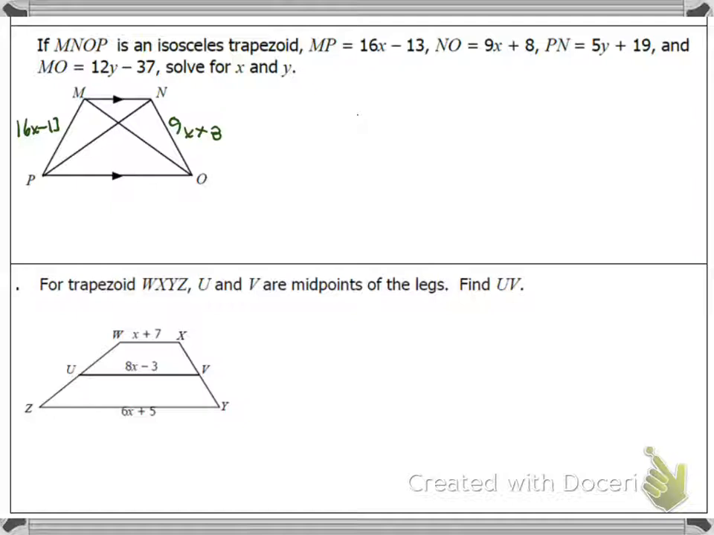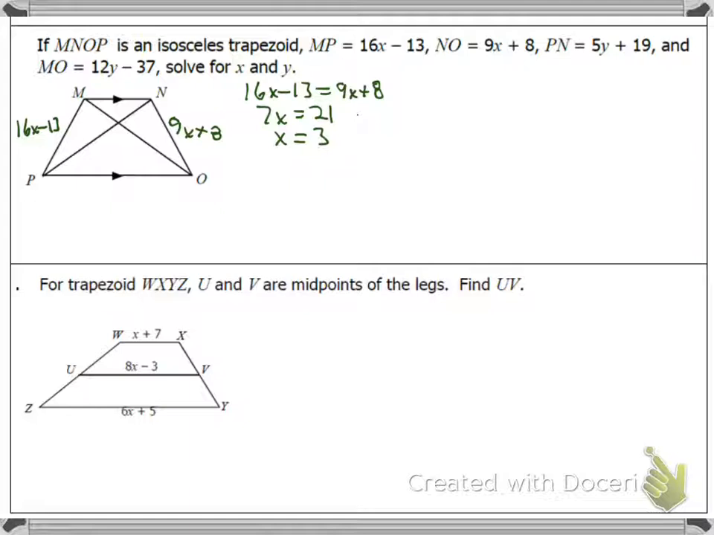PN is 5y plus 19, and MO is 12y minus 37, both of those being diagonals. So to solve, I can say that the 16x minus 13 and the 9x plus 8 are equivalent because they're the legs, and the legs are congruent. So we'll go 16x minus 13 equals 9x plus 8, gives us 7x equals 21, and x equals 3.